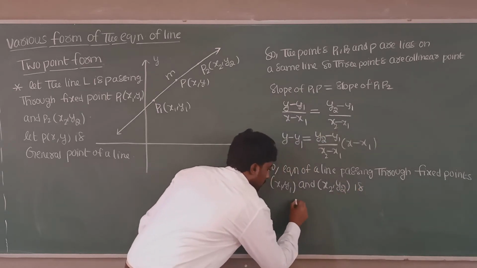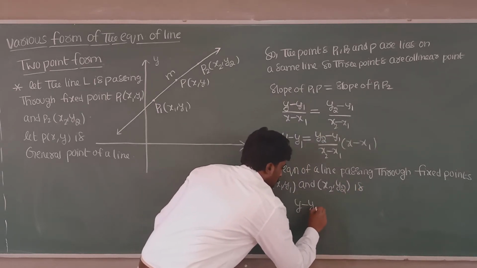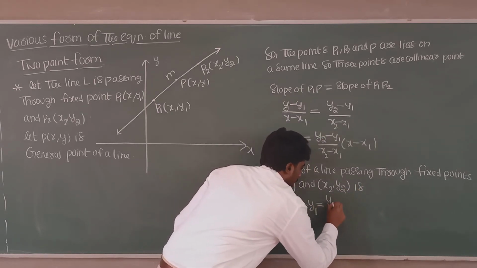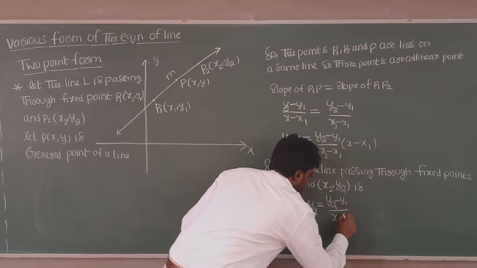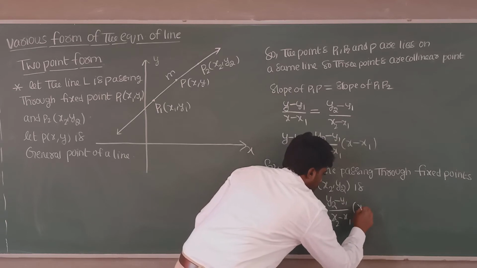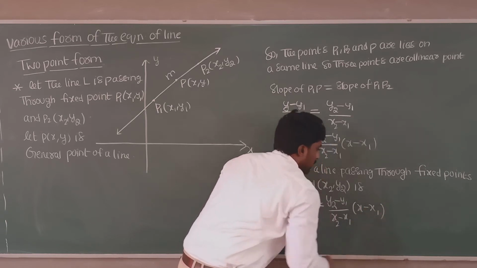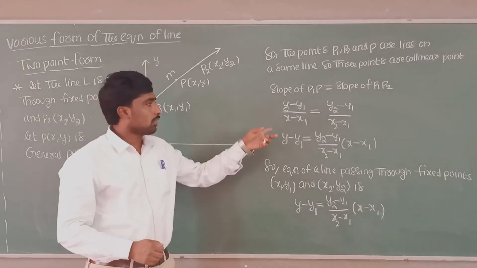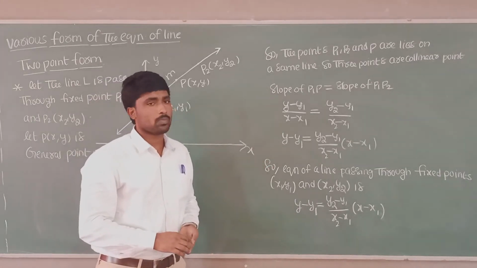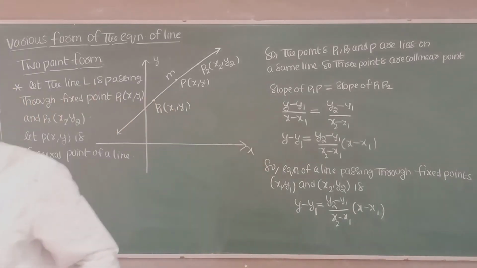So directly you can apply the formula: y minus y1 equal to y2 minus y1 by x2 minus x1 into x minus x1. Okay, is it clear everyone? So all of you note down this. Based on this I will explain you one problem. Okay, so all of you note down.